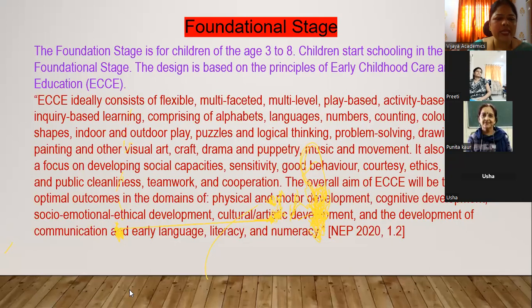Now, ECCE ideally consists of flexible, multifaceted, multi-level, play-based, activity-based, and inquiry-based learning, comprising alphabet, languages, numbers, counting, colors, shapes, indoors and outdoors, as we are doing in the pre-primary stage, all those things. Okay. Then it includes focus on developing social capacity, sensitivity, good behavior, courtesy, ethics, personal and public cleanliness, teamwork, cooperation. All these things are part of early childhood care and education.